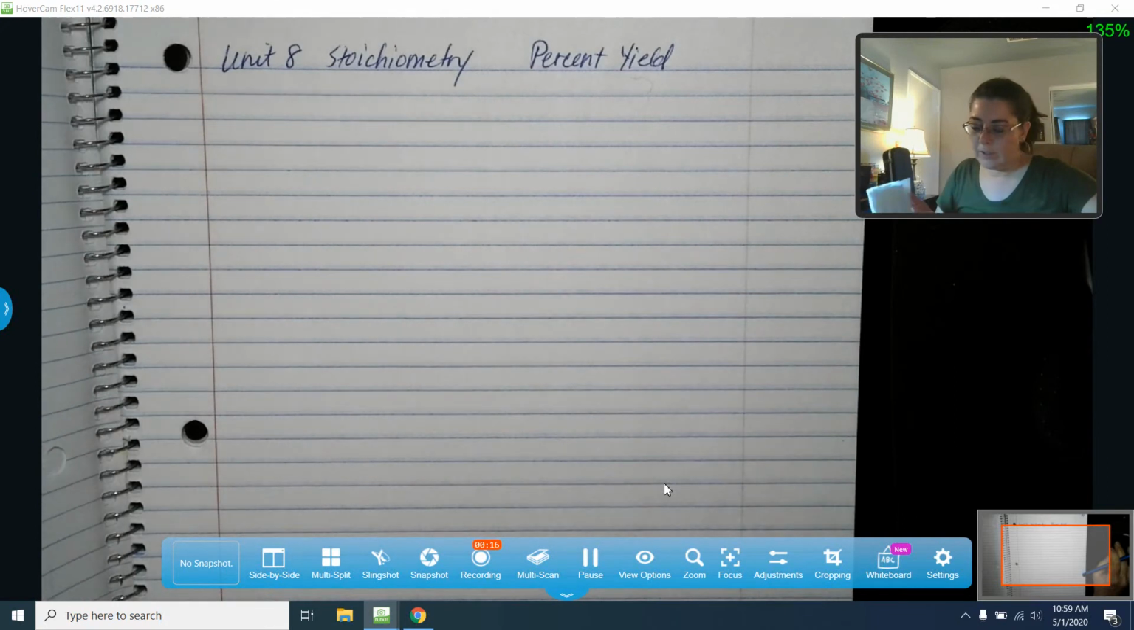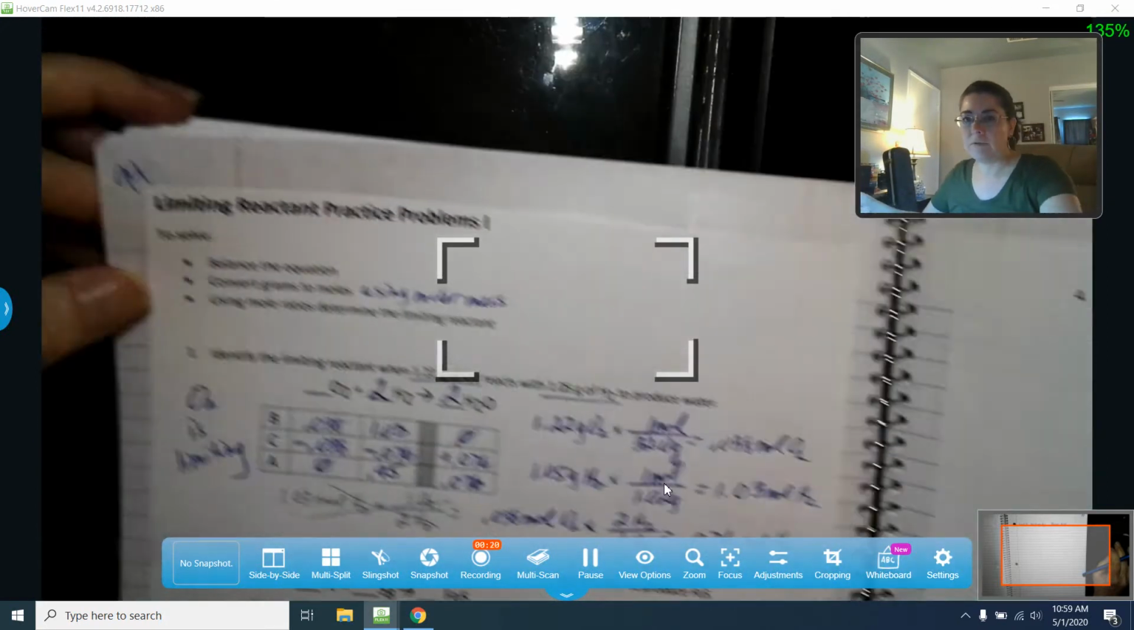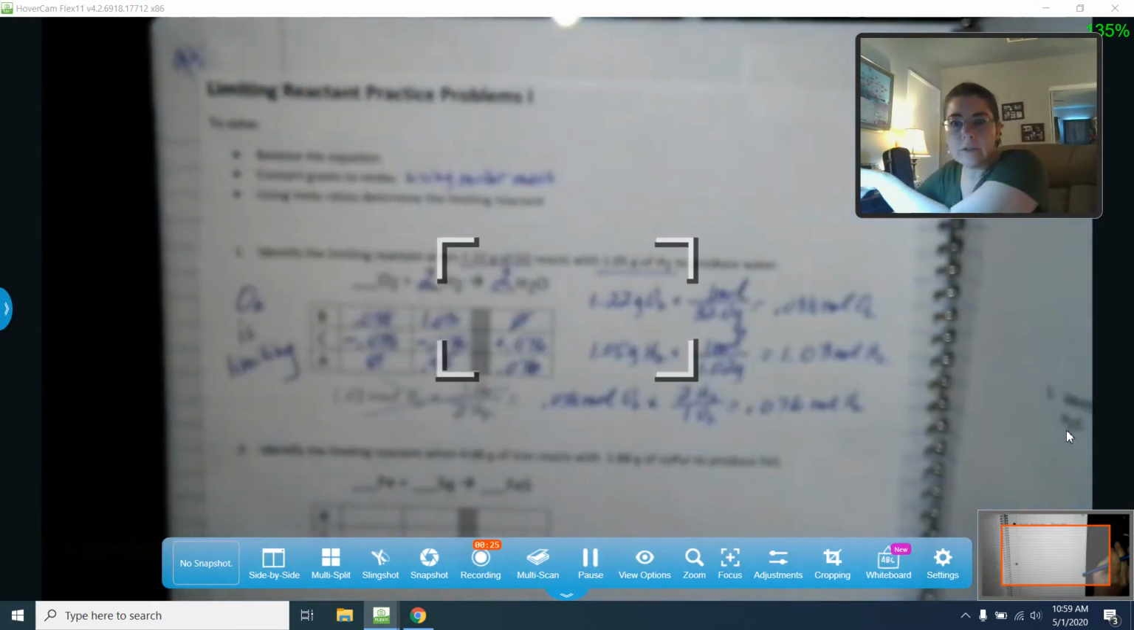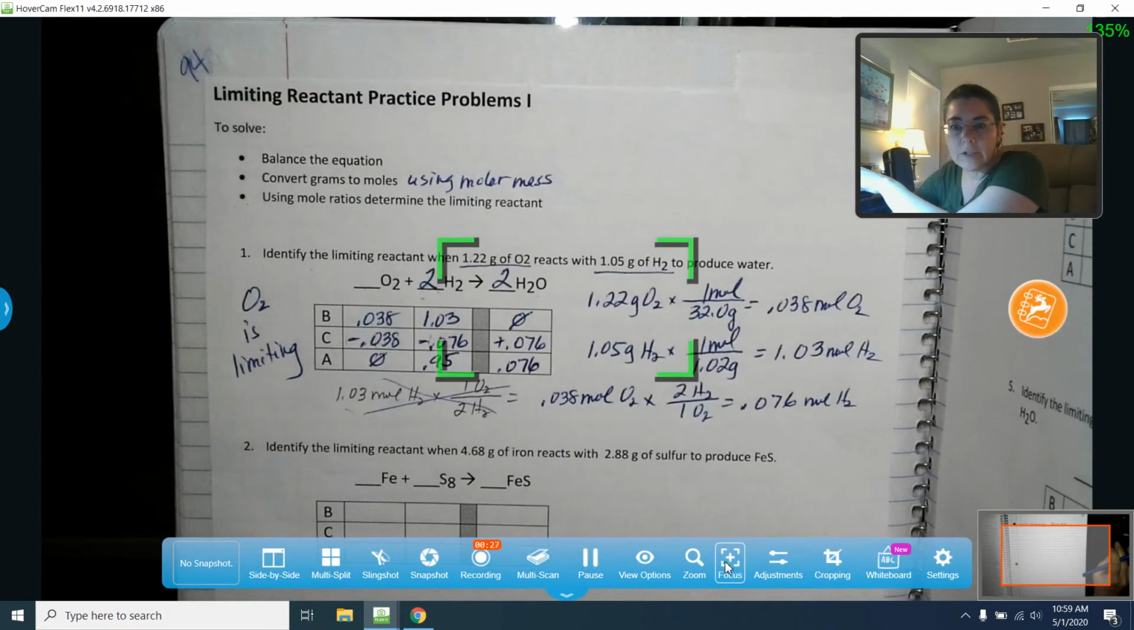Okay, so the last thing you did was learning about limiting reactants. Oops, let me change that so it doesn't keep going out of focus. I keep forgetting to do this before.